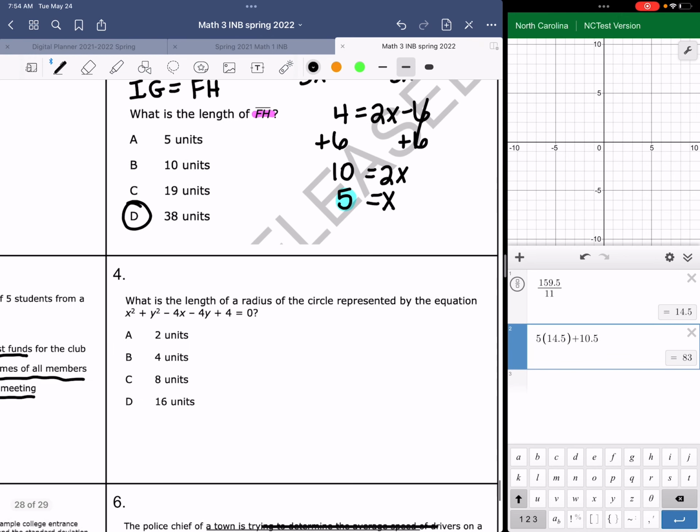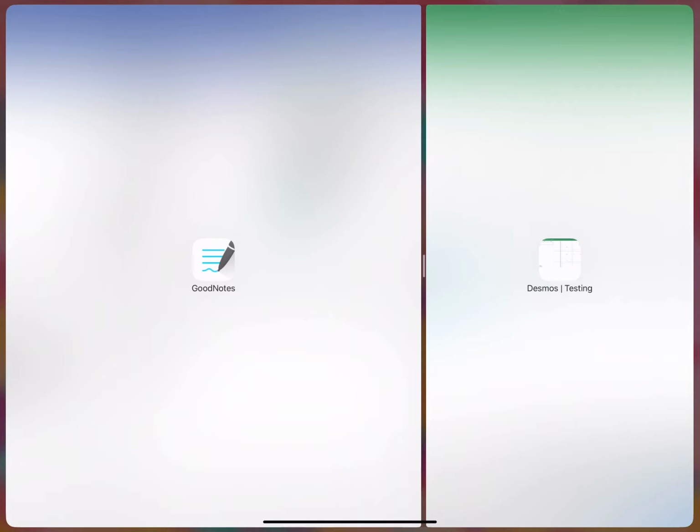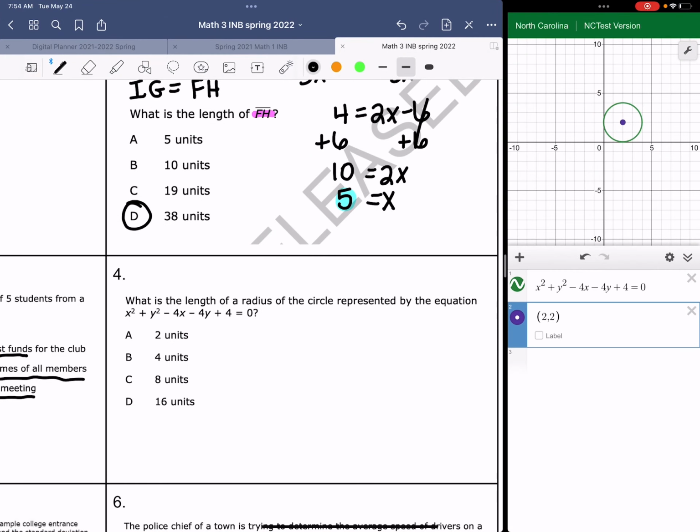All right, so we've talked about this one before. If you want to find the radius of the circle, you're going to put this into Desmos, and we're going to graph and look at what we have. So we have 4x minus 4y plus 4 equals 0. Now we'll move that over just a little bit. We can see that the center of the circle is at 2, 2. So from the center to the outside, that's going to be 2 units. So the radius is 2 units.